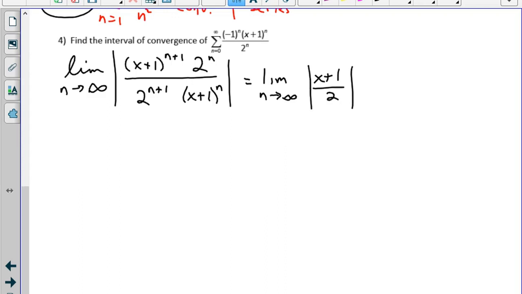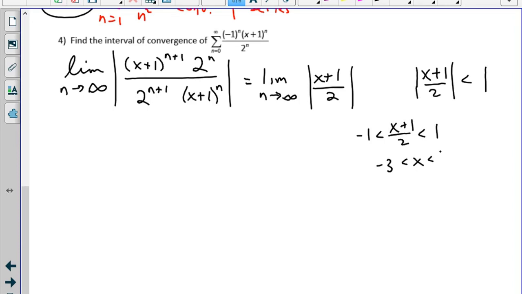So if I look at this, I don't have n's anymore. And so basically what I have to do is when (x plus 1) over 2 is between -1 and 1, then that ends up working out. So (x plus 1) over 2 is between -1 and 1. So I multiply by 2 and I subtract 1. So I get -3 less than x less than 1 is my interval of convergence.